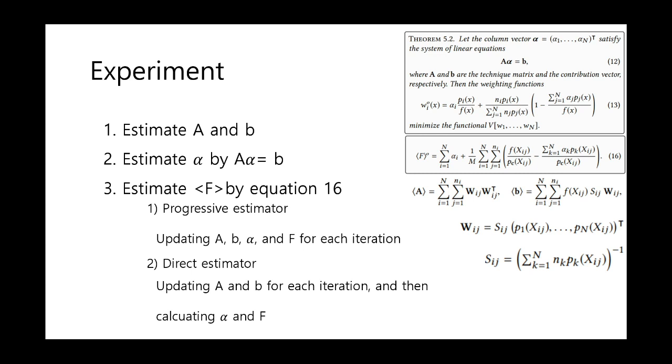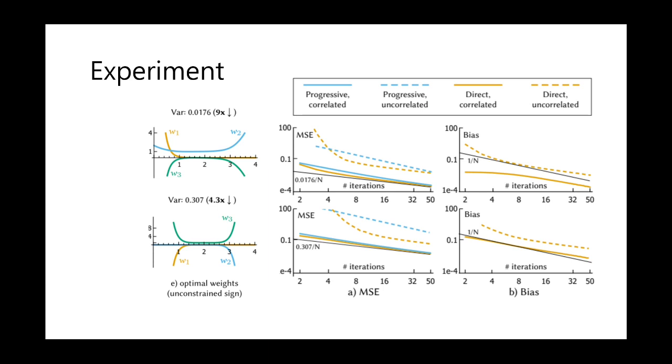The direct estimator is simpler and more efficient than the progressive one. In each iteration, it only updates the A and B estimates, and the linear system is solved for alpha only once after all iterations have been processed. These show the MSE of the progressive and direct estimator versus the overall number of iterations plotted on the log-log scale, when used to estimate the first law and second law integration problem from the motivation slide setting.